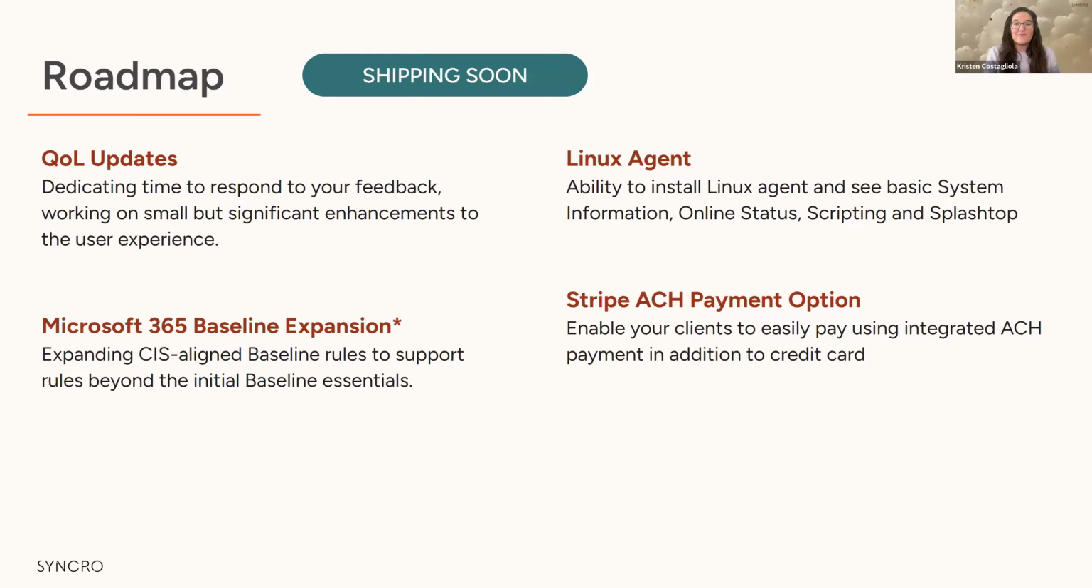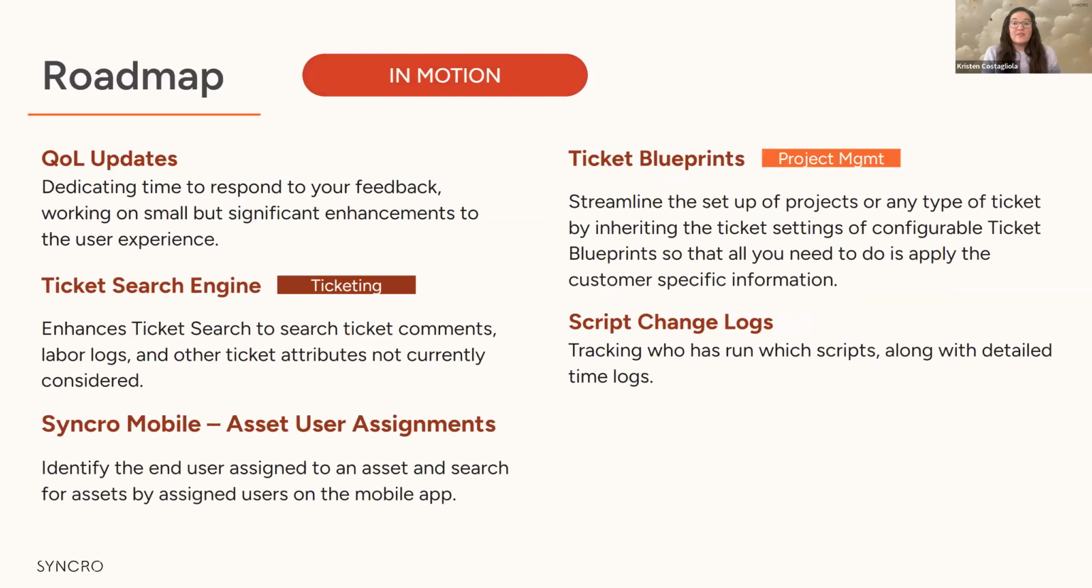And then I know one of the big things that always comes up on these webinars is our Stripe ACH payment options. I've already seen some questions around some of the things on that side. So you'll be able to use integrated ACH payment. This has been in progress. You'll see something by the end of the quarter in EA. So excited about where that's coming. Now, things that are in progress.